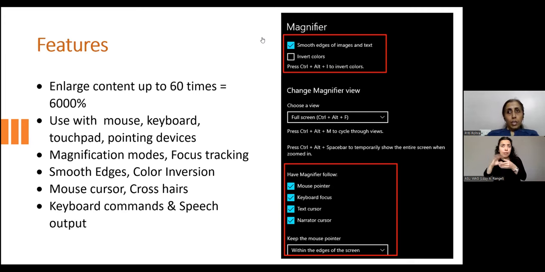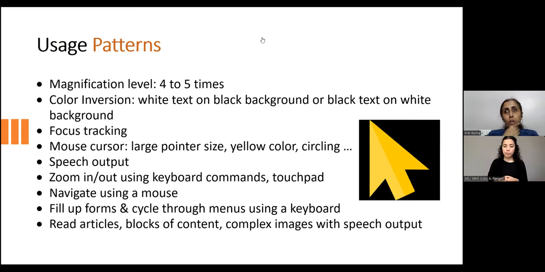So, let's understand what the different usage patterns are. Most people would use a mouse to navigate or move around the screen, whereas they would use a keyboard when they are filling up forms or cycling through the menu options. Why is that the case?